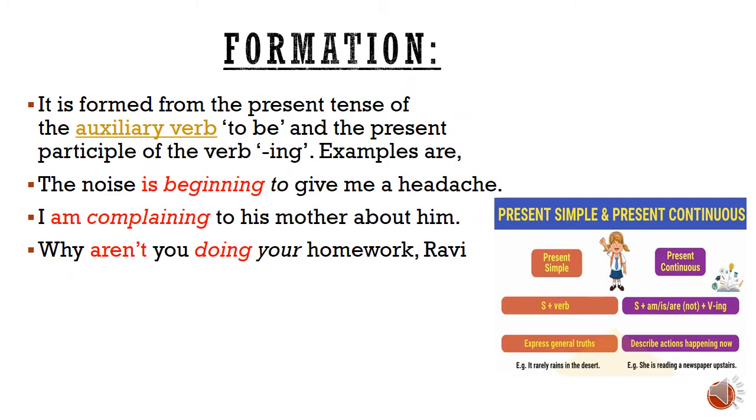The formation of this tense is you have to use the 2 forms, or actually 3 forms of verb to be with ing. You have to use is, are, or am, and then you have to add ing to the verb. Now in case you need to add not, like this example, you can add it to the verb to be. Now here we have some examples.